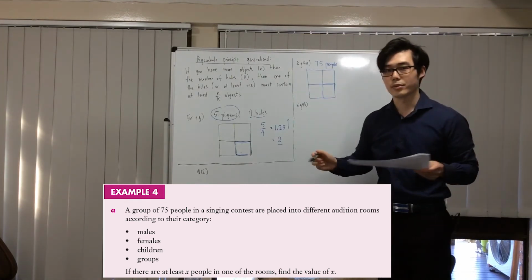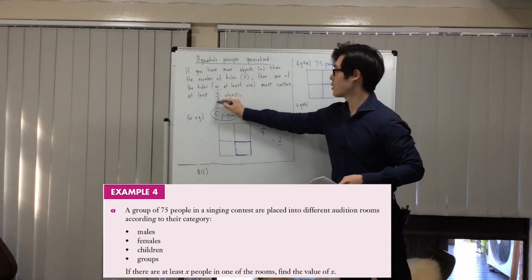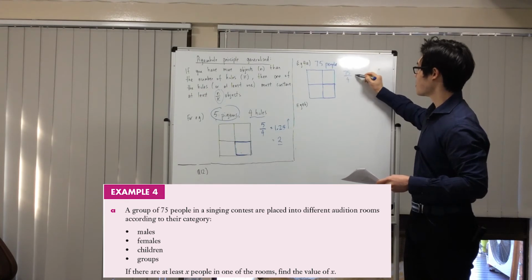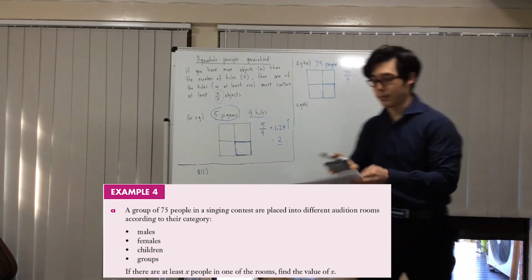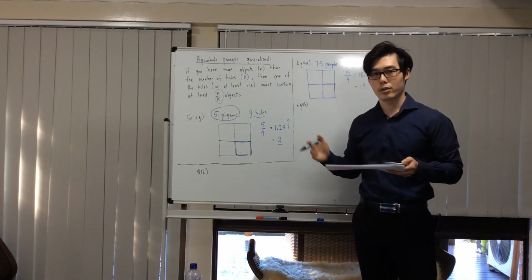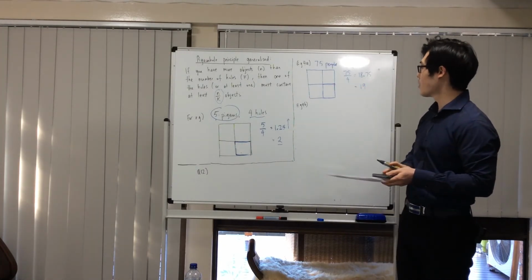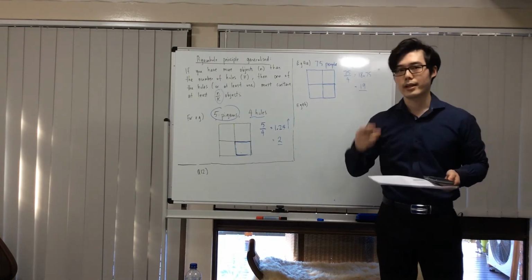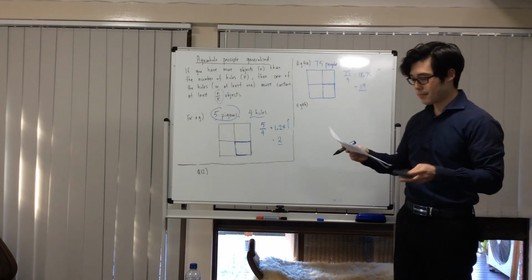Okay, the least number of people. To do that using the principle, it's just 75 divided by the number of holes, and whatever number you get, you always round up. So there's going to be at least 19 people in one of those holes. Obviously, you can always have more than 19, but that's the least number of people that there will always be in one of those audition rooms.